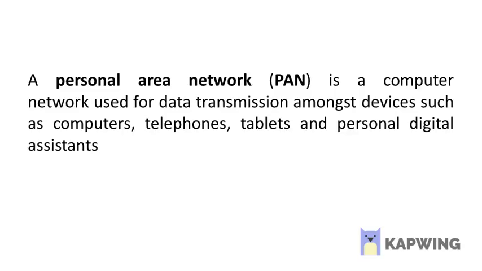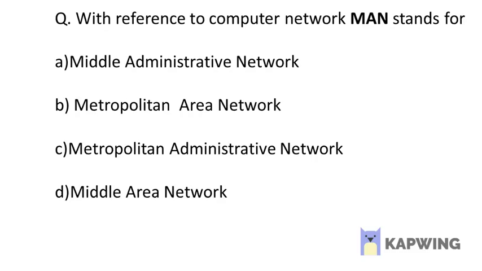So friends, a Personal Area Network is a computer network used for data transmission. Remember this, Personal Area Network is used for data transmission among devices such as computers, telephones, tablets and personal digital assistants. A simple example of a personal area network is Bluetooth: from your phone you can send data to other phones. The range is very limited in a personal area network. Hope you have cleared. Now next question.